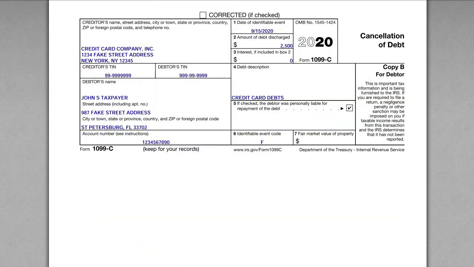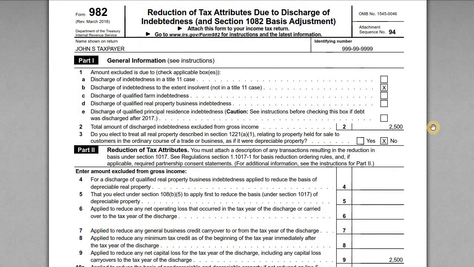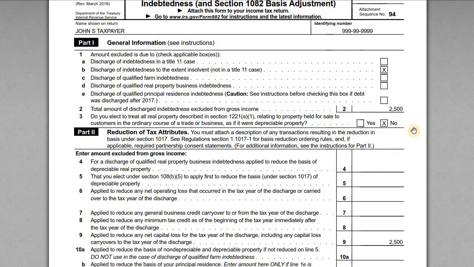Well, if he looks at the 1099-C, this is the amount of debt that was just discharged, $2,500. And he reports that $2,500 here on line 2 as the amount that he's going to be excluding from income. Now, once you exclude this from income, you're not completely free from having to do anything else. This is where the reduction in tax attributes comes in.